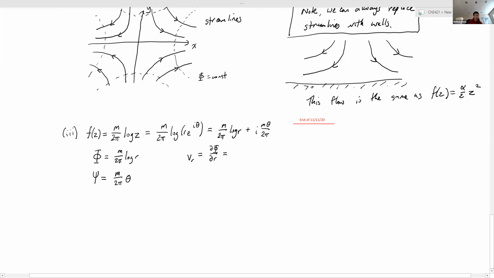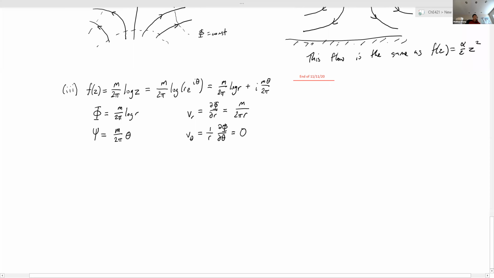For instance, V_r is the derivative of the potential function with respect to r. Remember, it's just the r component of the gradient of the potential function. And so then this is just m over 2 pi r. And then V_theta is the theta component of the gradient of the potential function. And of course the potential function doesn't depend on theta, and so we get 0.